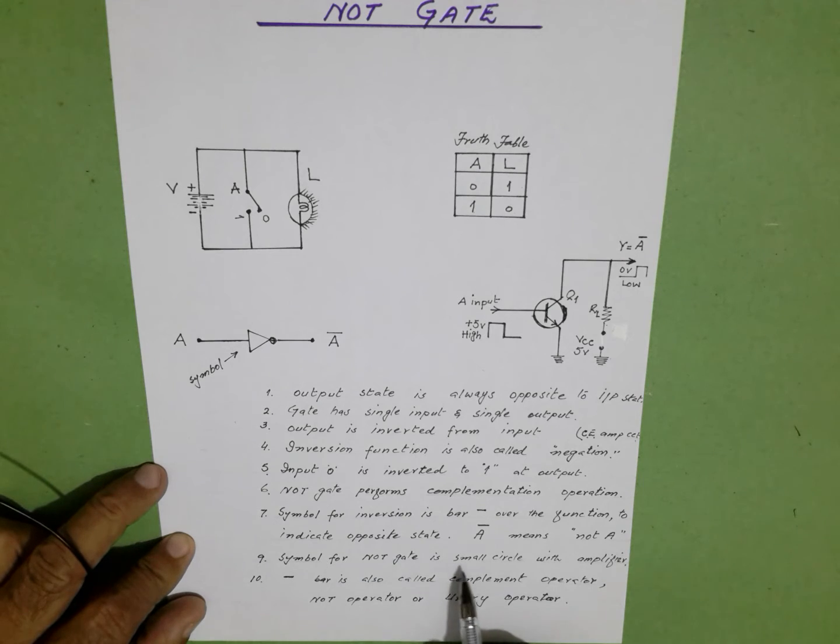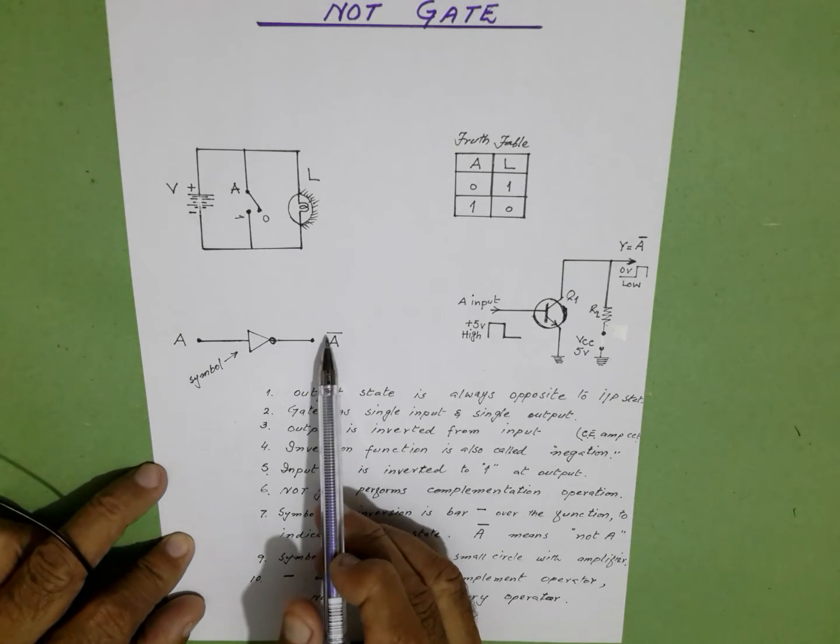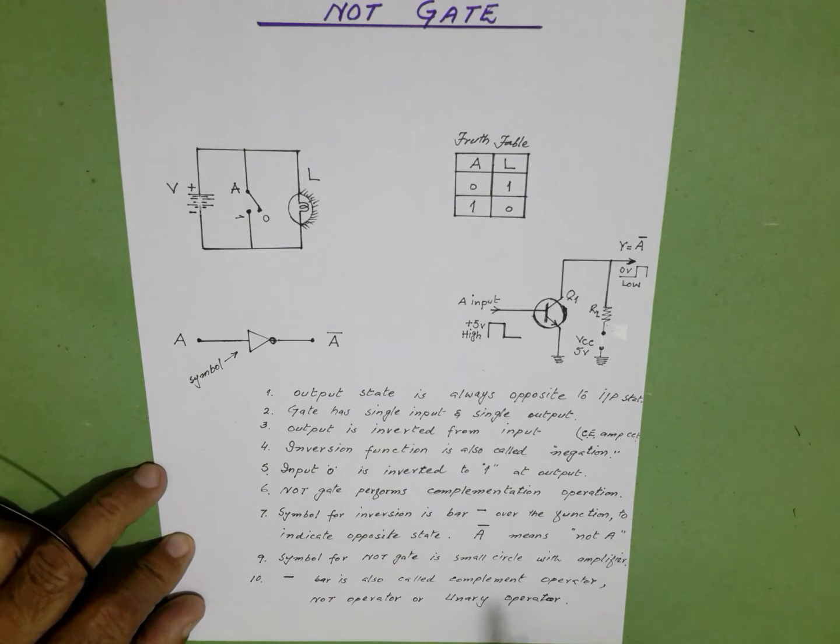The symbol for the NOT gate is a small circle with an amplifier. The bar is also called the complement operator. This bar is called the complement operator, also called the NOT operator or unary operator.